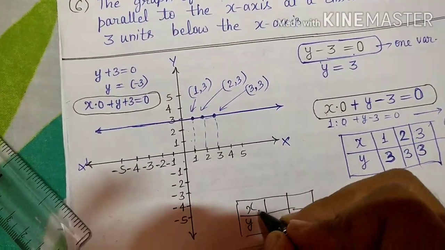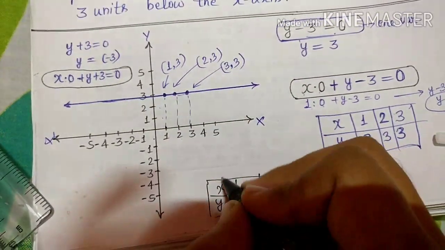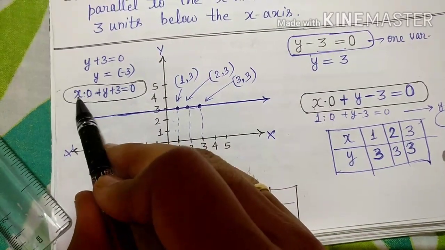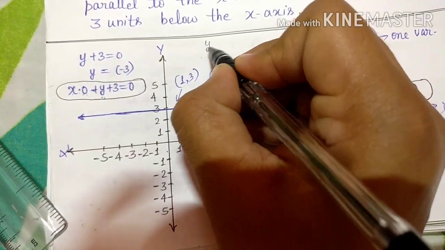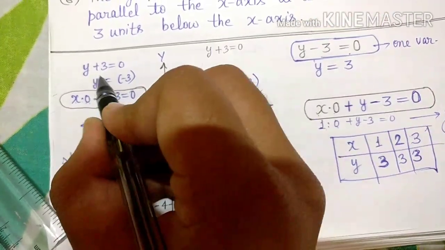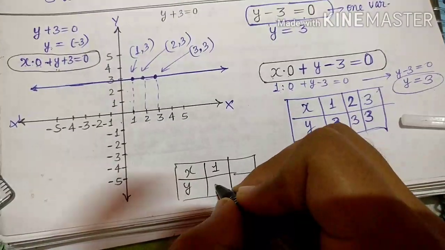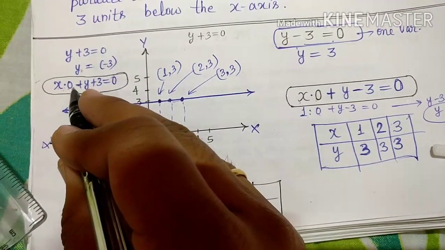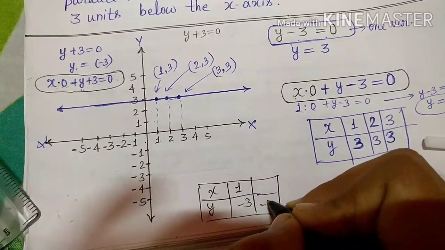1, 2, 3. We are putting x values here. In place of x we are putting 1. So what will come? 1 times 0 is 0. So y will remain here only, and it becomes y plus 3 equal to 0. It means y will remain, 3 will go, so it becomes y equals minus 3. If we put 2 here in place of x, so 2 times 0 is 0, again y plus 3 equal to 0, which means y equals minus 3 only.